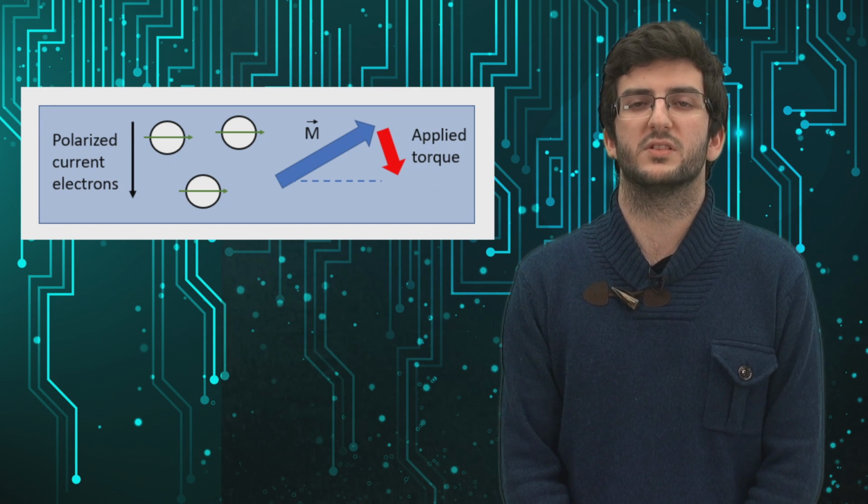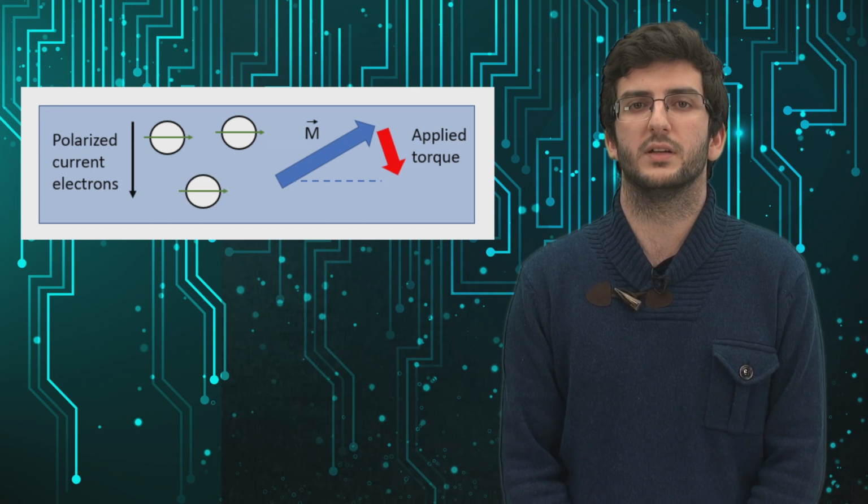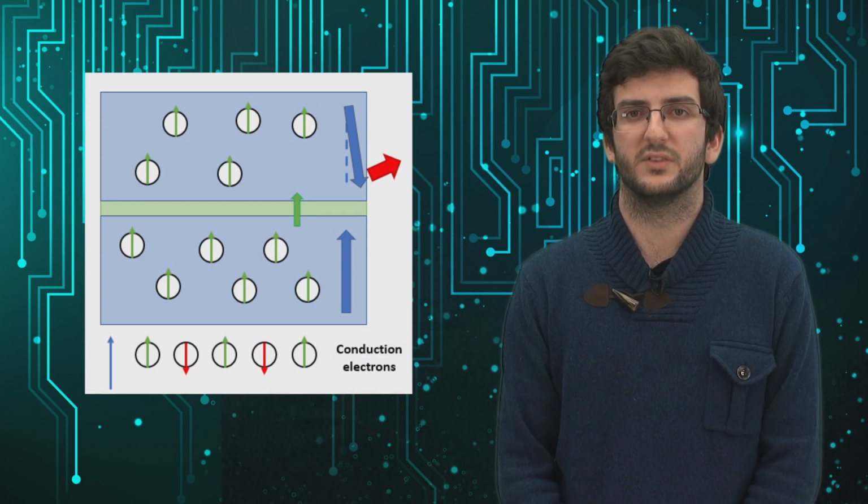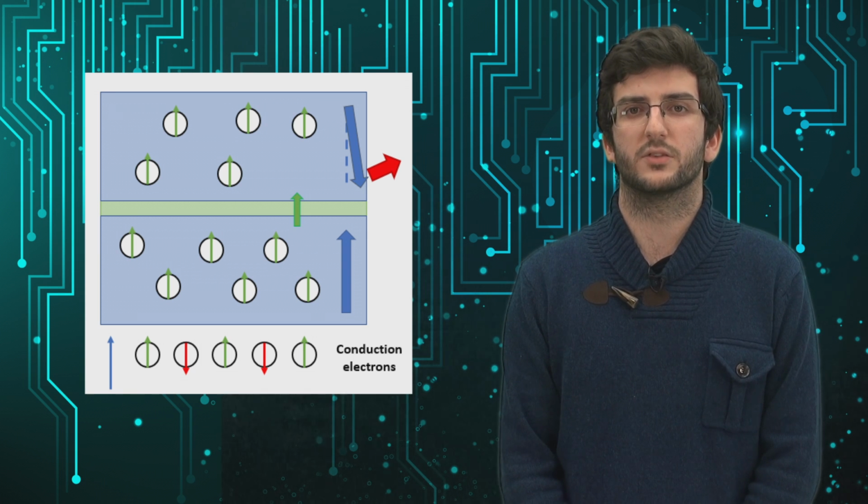The magnetization of a given magnetic material corresponds to a majority of electron spins pointing in a given direction. This is called spin polarization. Therefore, when a current is applied, the conduction electrons also become spin polarized, according to the direction of the polarization of the magnetic layer they cross. The effect of this current polarization is an applied torque on the free layer magnetization, and is called spin transfer torque.